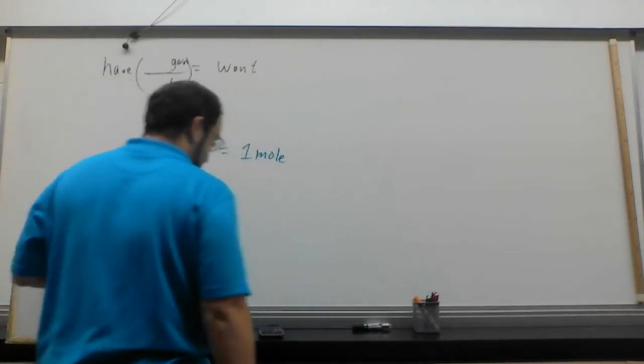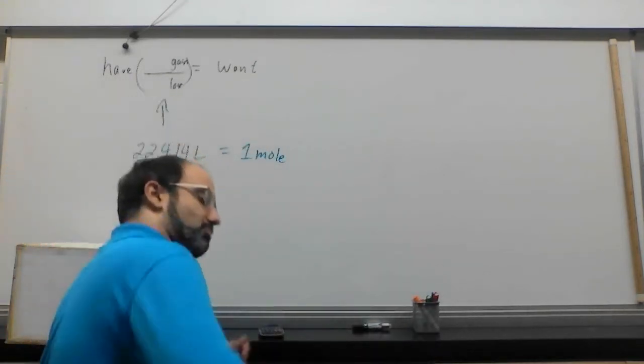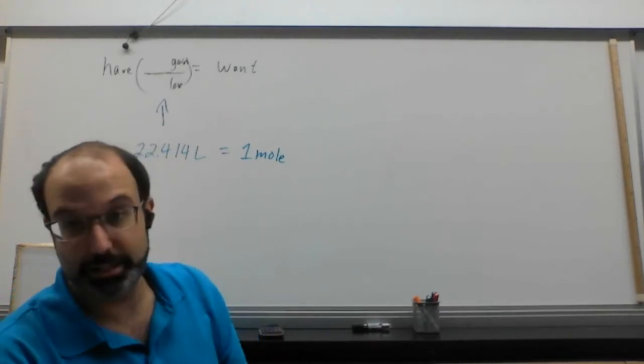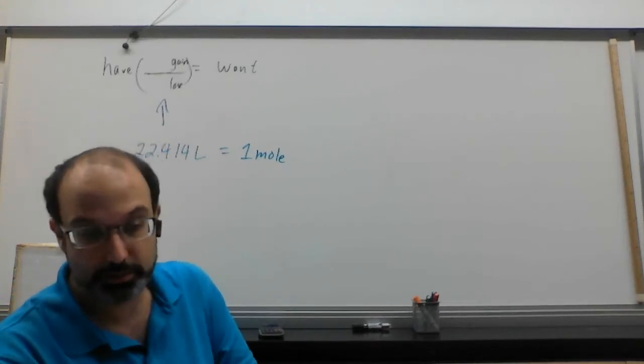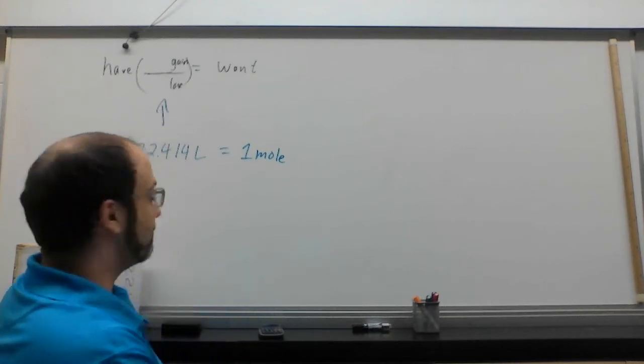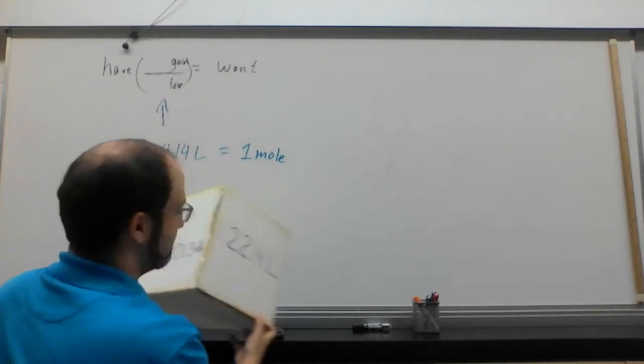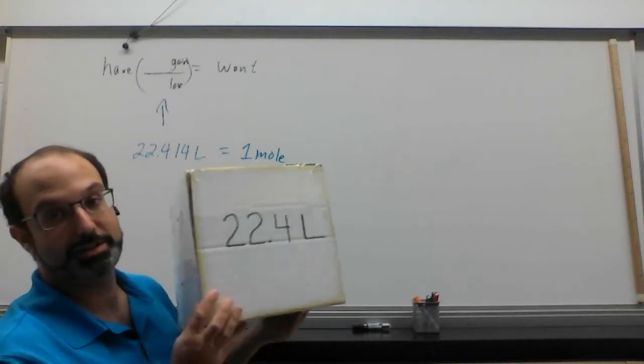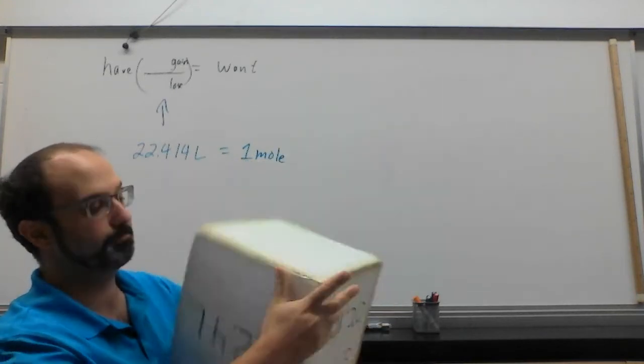22.4 liters seems like a really weird number, and it is. It's not a nice round number, it's not a simple number, it's not an easy number, but it's a number. And it's a number that is, generally speaking, going to be true. Now, I've got here a prop. 22.4 liters is basically the same size as this cube.